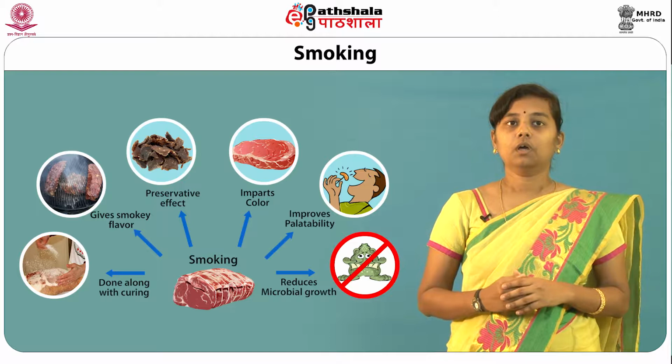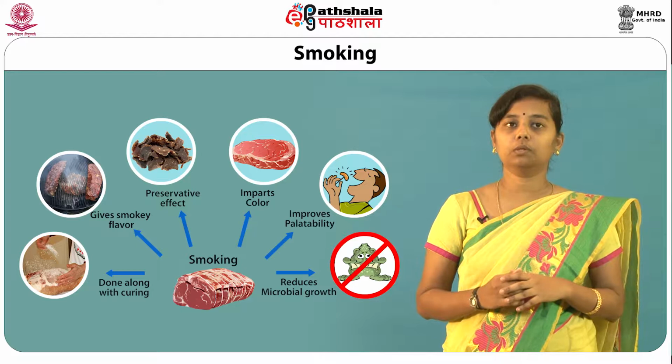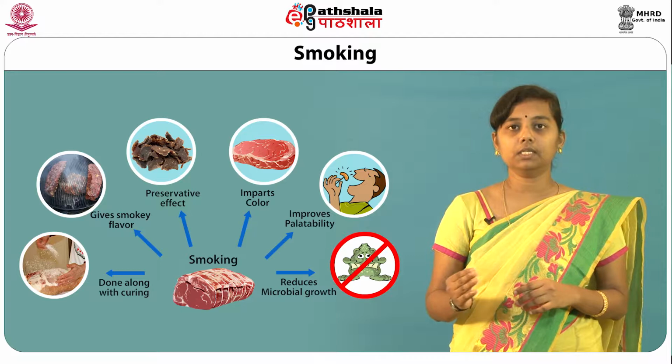Though cheeses, vegetables, and beer ingredients are also smoked, the most commonly smoked products are meat and fish. Smoking is considered a complementary process to curing. Smoking was used to preserve meat by absorption of aromatics from the smoke.